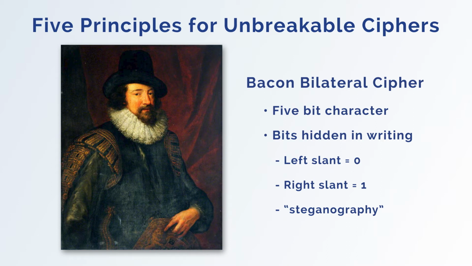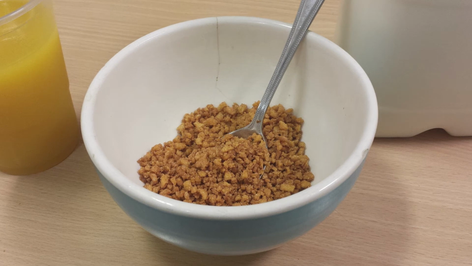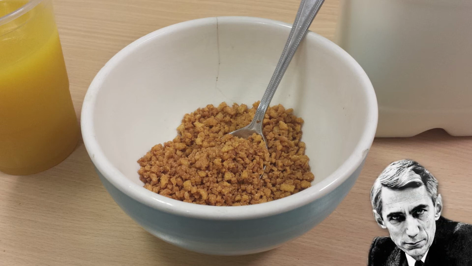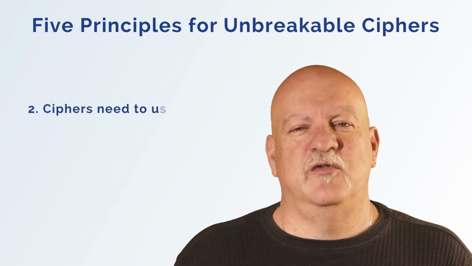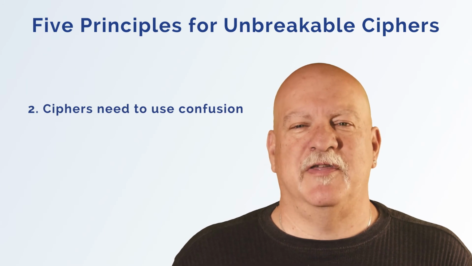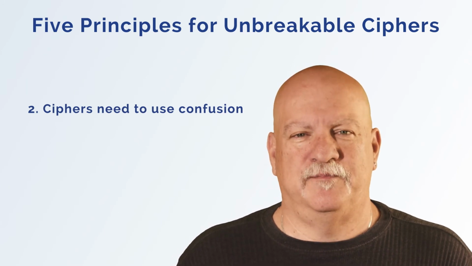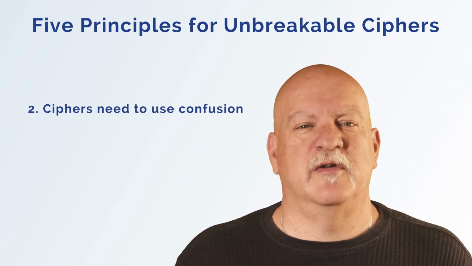And Sir Francis Bacon created what I think is Bacon bits. But at the time, he was so far ahead of his peers that they saw no reason to go through all this trouble. Claude Shannon thought otherwise. The second of these principles is that ciphers need to use confusion. This means that the cryptographic method must be hard to follow. The algorithm must be difficult to understand and thus hard to reverse.